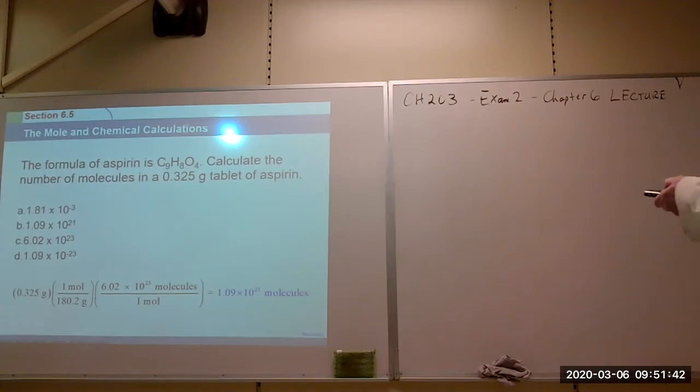Okay, so if we take what we're given, 0.325 grams, and then we need the molar mass of aspirin, right? So that converts to moles, and then from moles, we use this relationship of Avogadro's number, that many molecules, and that gives us the number of molecules. Okay?